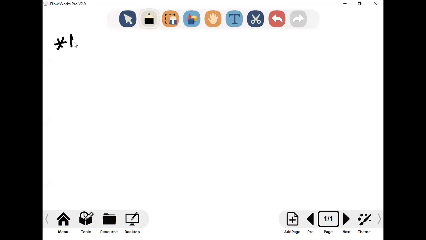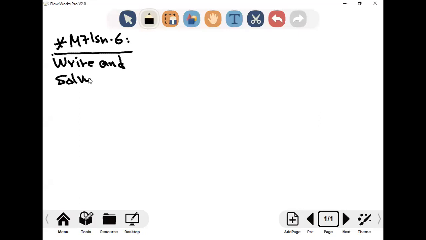We are on module 7, lesson 6, write and solve two-step inequalities.